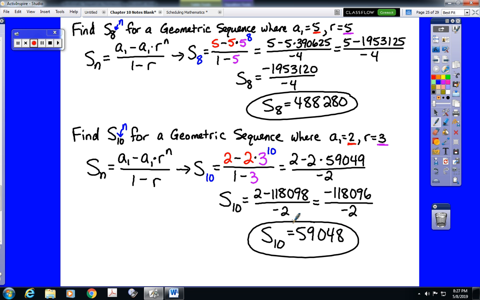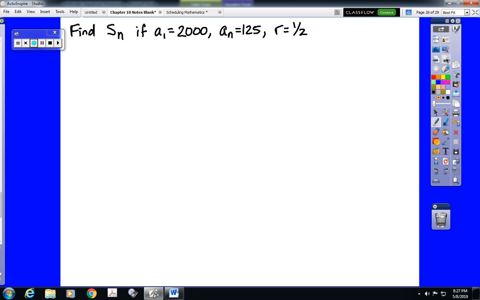We're going to do one more example so we can see one using the other equation. So here is one where we're asked to find S sub n. We are given the first term, the last term, and the r value. So we are going to use the second version of the series equation because we know a sub n. So that would be a sub 1 minus a sub n times r, over 1 minus r. Now we do not know what n is, so we're just going to continue to refer to this as S sub n. It doesn't matter what n is.